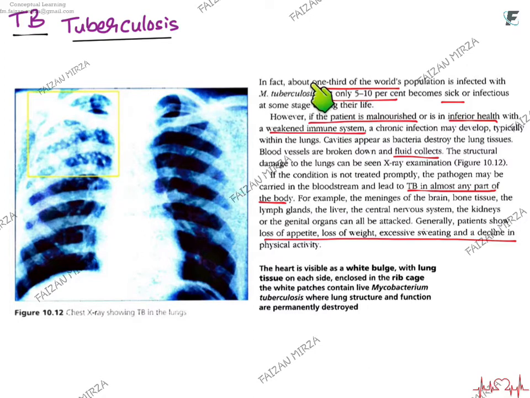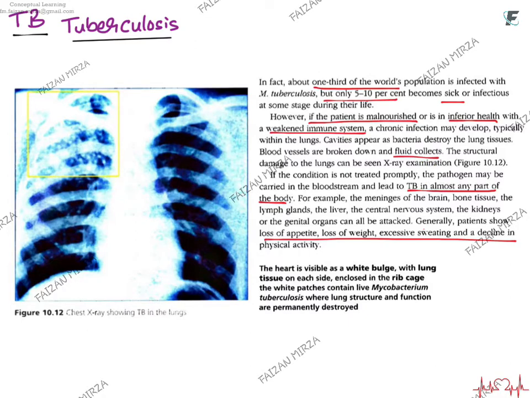If the person is malnourished or suffering from inferior health, that means a weakened immune system, then a chronic infection may develop, and this develops mostly within the lungs. The bacteria starts to destroy the lung tissues, blood vessels are broken down, and fluid starts to accumulate within the lungs, which you can see here. I have underlined these keywords here, which show up on the x-rays as well.